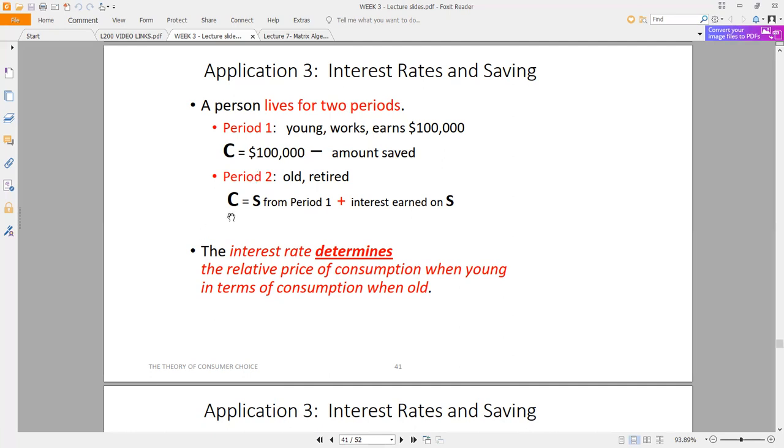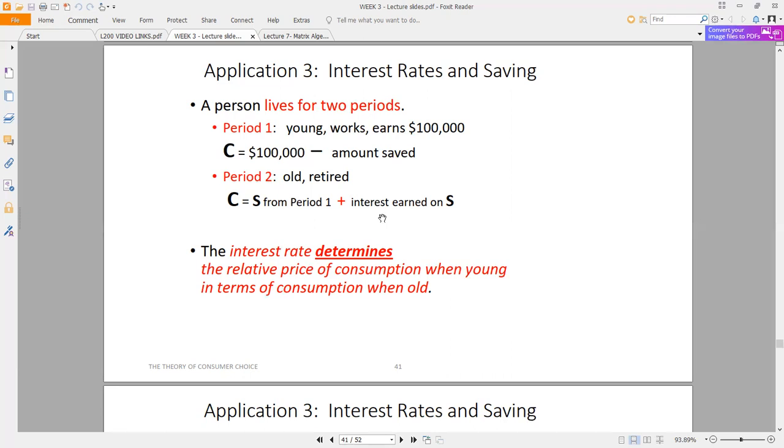So the consumption in the second period is going to be the savings that he made from period 1 plus the interest that you earn on their savings. You can see that when you save, you earn something on it. And whatever interest that you earn depends on the interest rate. So the consumption level in the first period is going to be your total income earned minus the amount saved. And then in the second period, when you are no more working, your consumption is going to be the savings that you made when you were young plus the interest that you get on that savings.